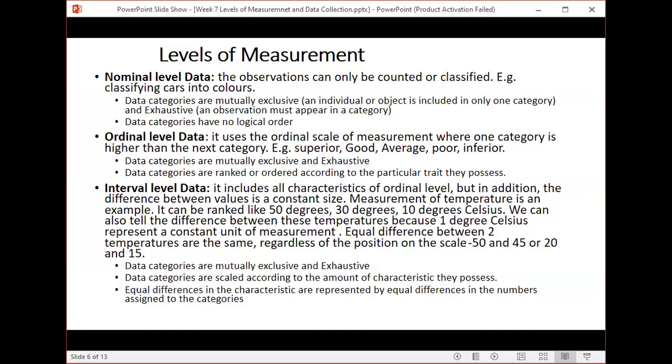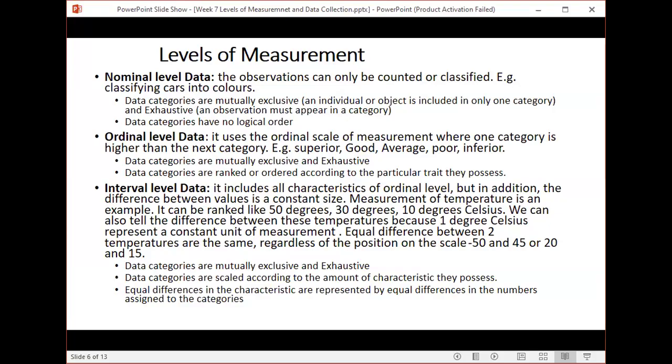Just like in the university you have level 100, 200, 300, 400, and 400 means that you've gone through 100, 200, and 300, so you are far above the first three. That's how the levels of measurement are also. The first one, which we can put as level 100, is called the nominal level data. It is the basic kind of measurement we can have. Here, the observations can only be counted or classified.